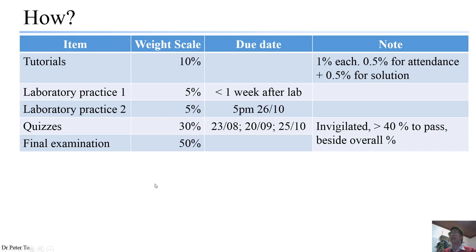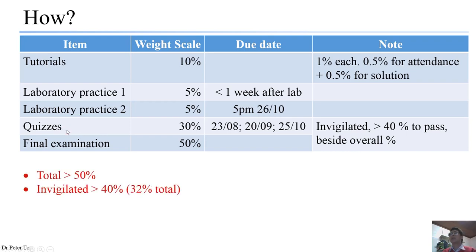So how will it be assessed? The tutorials will have about 10% of the total weight. For each tutorial, you have about 1%, where 0.5% is for attendance and 0.5% for solutions. You need to show at least 70% of the questions you are given. Each practical will take about 5%, and practical 1 will be due 1 week after the lab, while practical 2 will be due at 5 p.m. on 26 October.